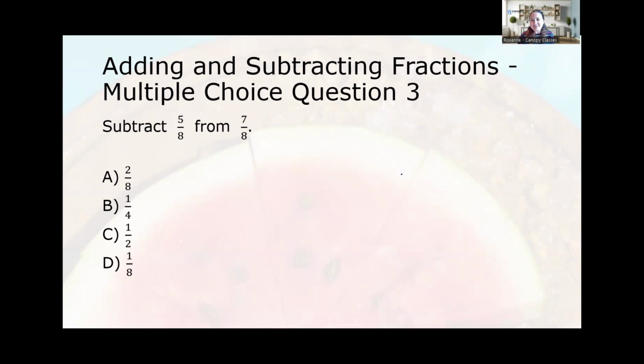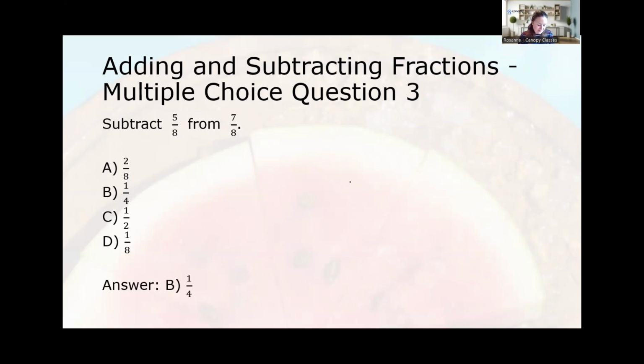Okay, you can share your answers. Brilliant. Okay, good. So you were not wrong if you answered 2/8. You're absolutely right, it will become 2/8, but in the simplest form, 2/8 can be simplified to 1/4. It's the equivalent fraction in its simplest form.